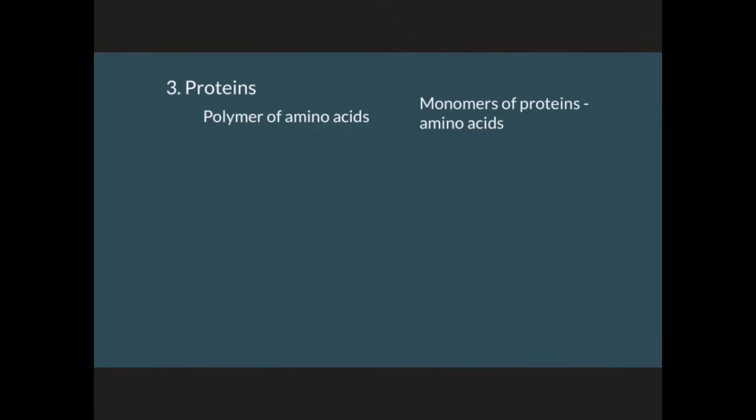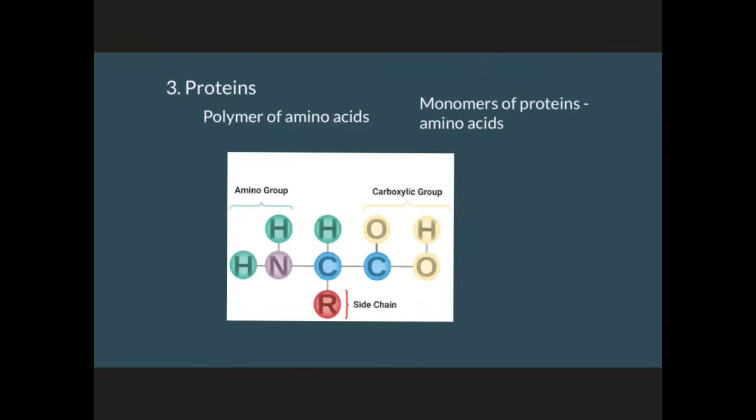The next type of carbon compounds that we'll talk about are proteins. Proteins are a polymer of amino acids. This means that the monomers of proteins are amino acids. 20 amino acids are used to make proteins. These are identical except for their R group. Amino acids have a central carbon, and they have 3 different attachments: an amino group, which is NH2, a carboxyl group, COOH, and a radical group, which is the R group.